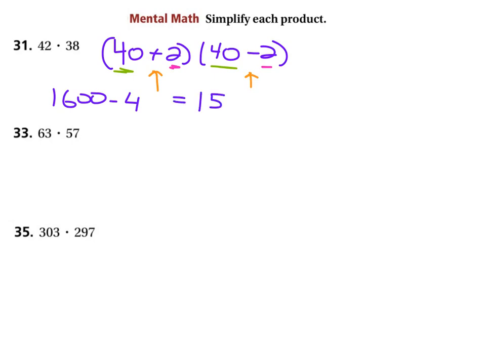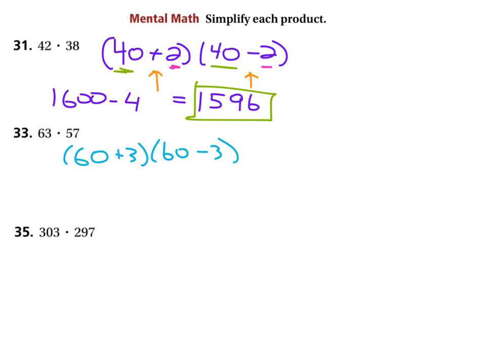Okay, so 1600 minus 4, 1596. We're going to do that again for the rest of them, okay? For 63 times 57, 63 is just 60 plus 3, and 57 is just 60 minus 3. They're both 3 away from 60. So you square 60, 3,600. You square 3 to get 9, and you subtract between them. And what you then get is 3,591.